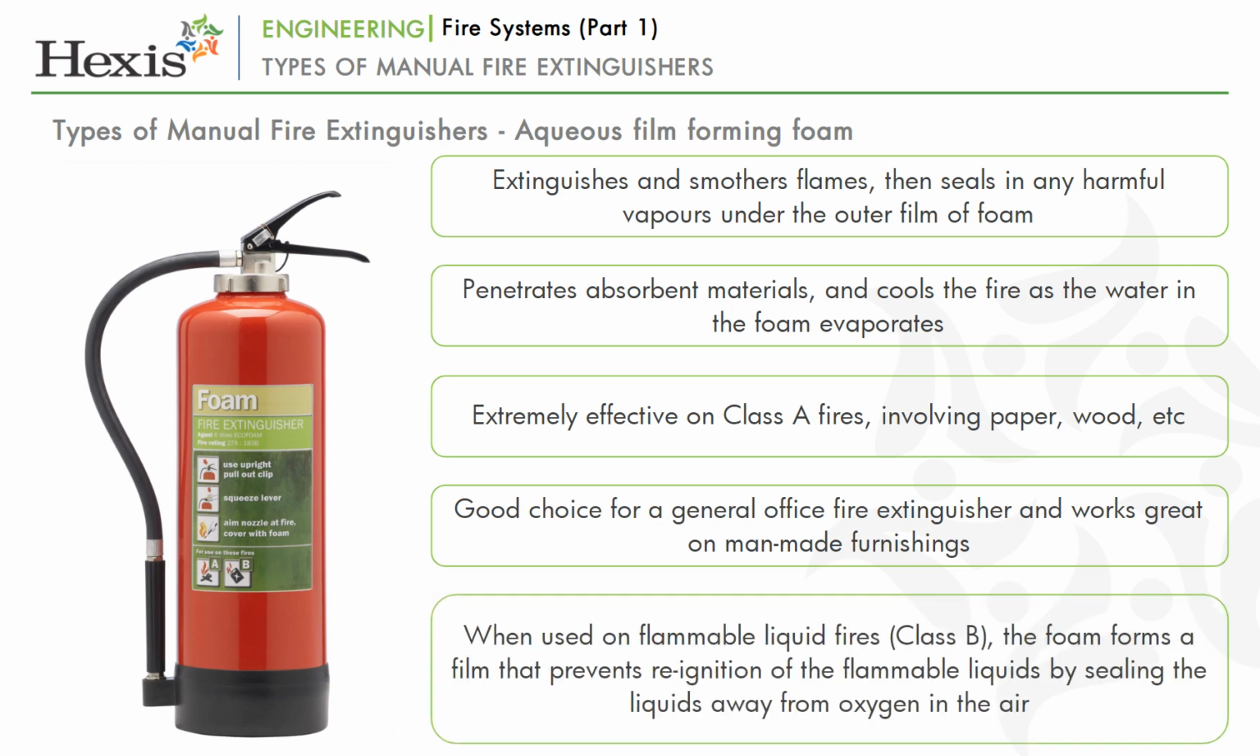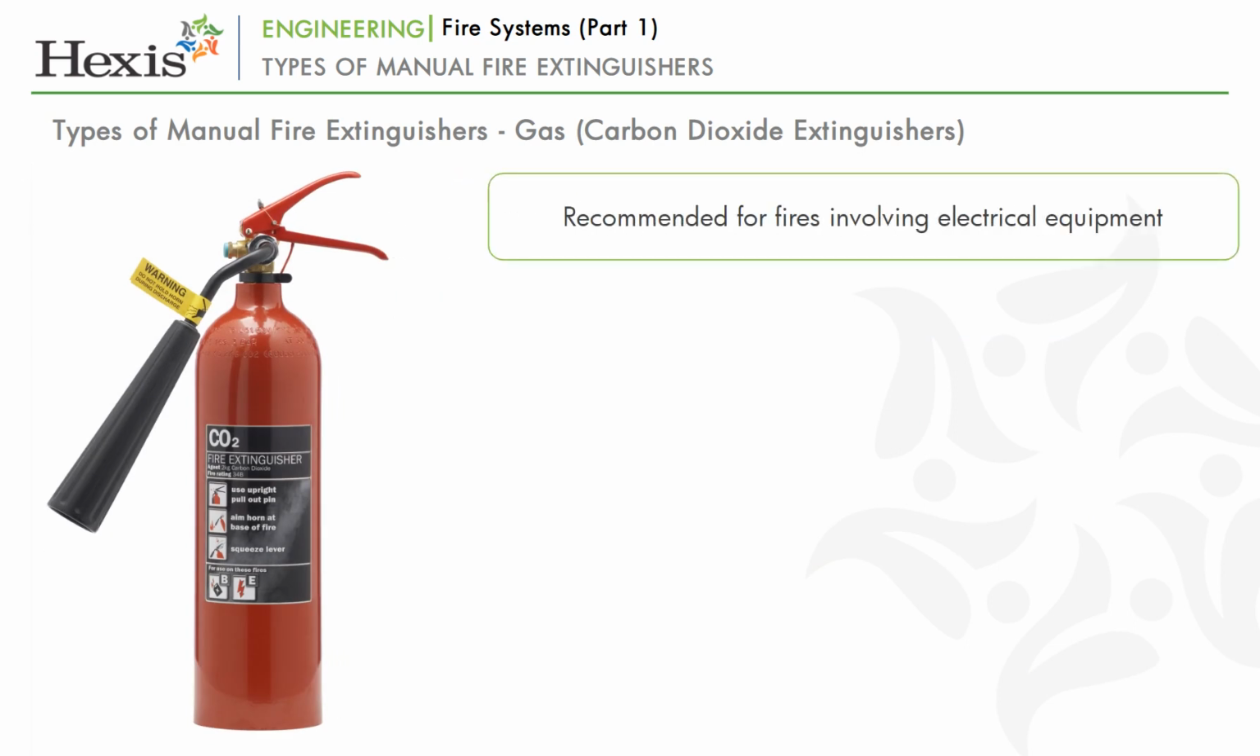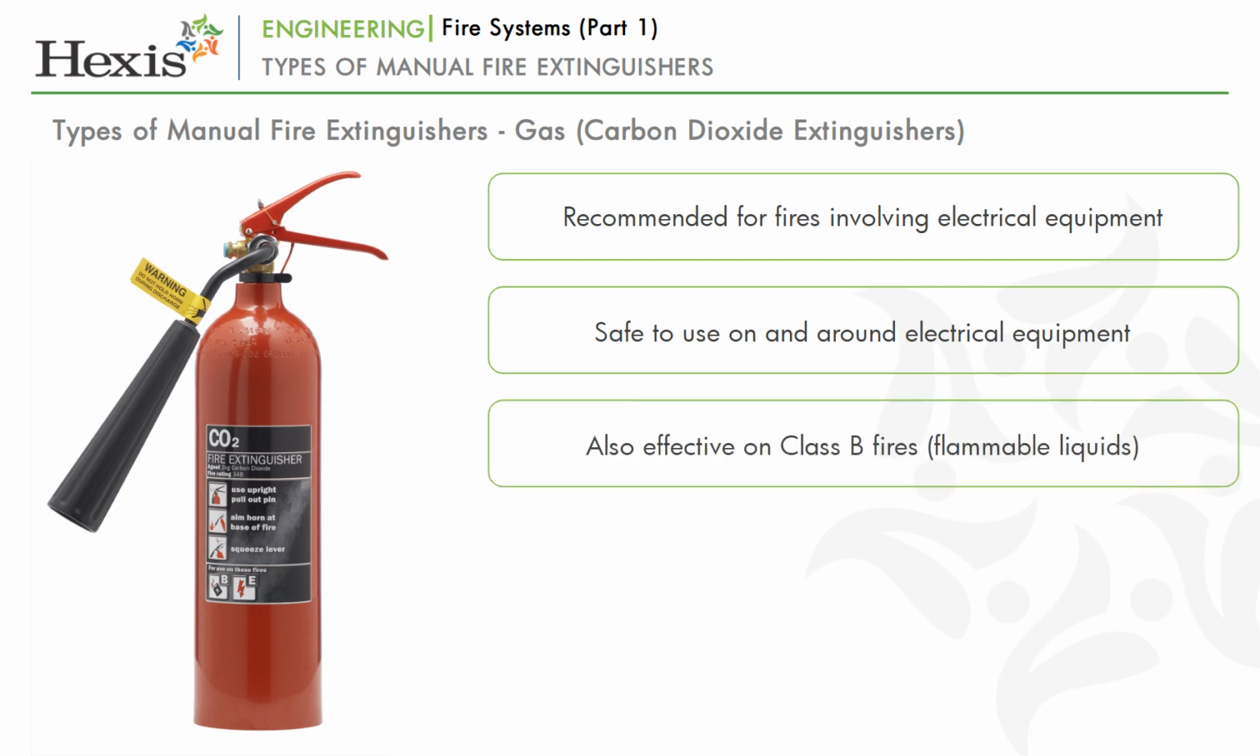When used on flammable liquid fires, Class B, the foam forms a film that prevents reignition of the flammable liquids by sealing the liquids away from oxygen in the air. CO2 fire extinguishers, that is carbon dioxide, are the only fire extinguisher recommended for fires involving electrical equipment. CO2 is safe to use on and around electrical equipment as the gas itself is non-conductive, and once used, there is no sticky foam or messy powder left behind. They are also effective on Class B fires, that is flammable liquids.